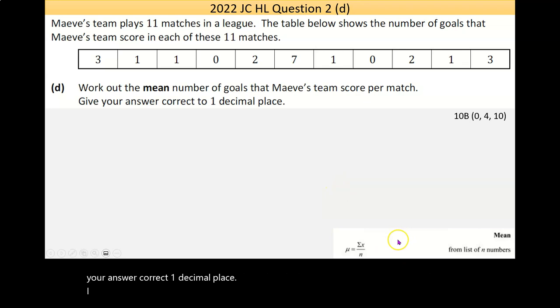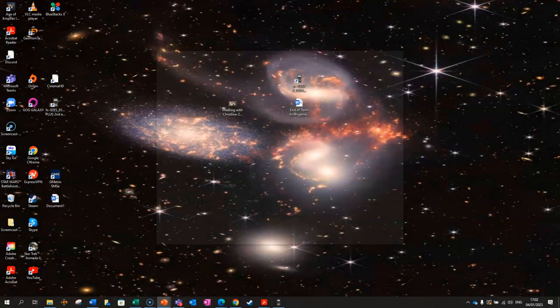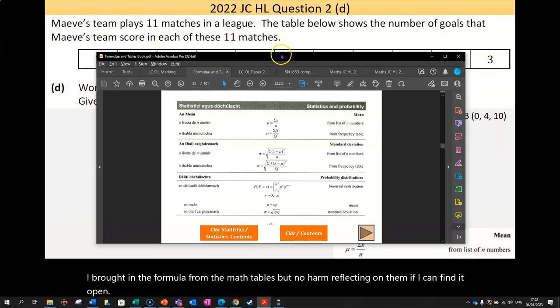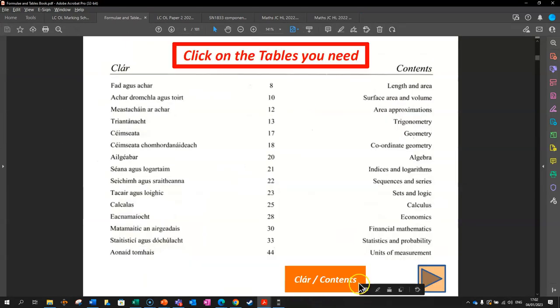Now, I brought in the formula from the math tables, but no harm reflecting on them if I can find it open. Just drag this across. Okay. So this is a digital version of the math tables, and feel free to email me at shanetroy@gmail.com and I'll fire it off to you.